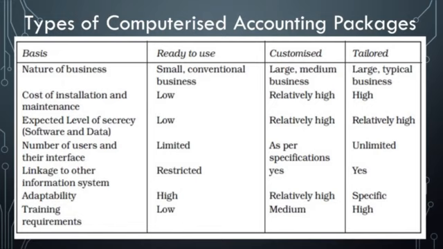Then the third one, that is tailor made, the software which is designed as per the need and requirement of the company, is relatively high in cost. When the cost is higher, then the security is more, and the adaptability is also for a specific purpose. And such tailor-made software needs training for the staff on how to handle the software. So these are the three types or packages of the computerized accounting system.